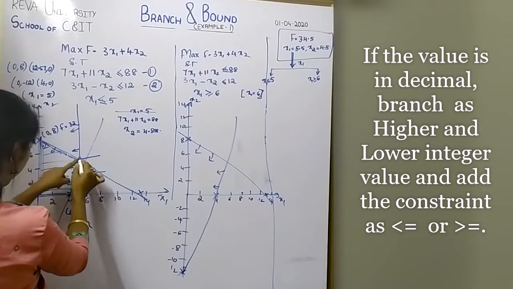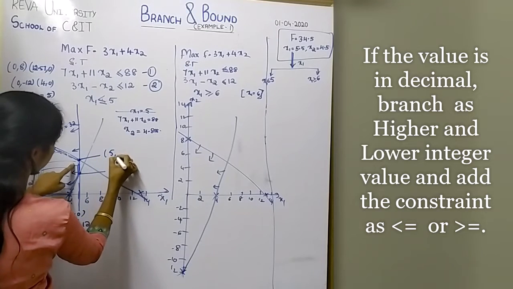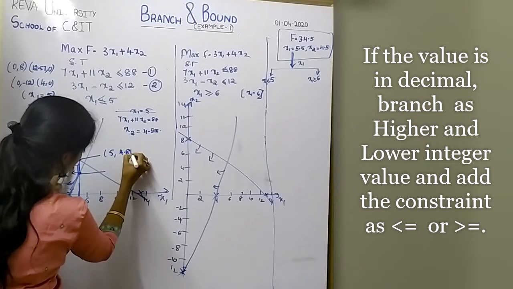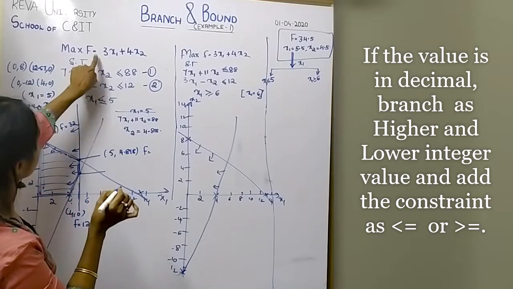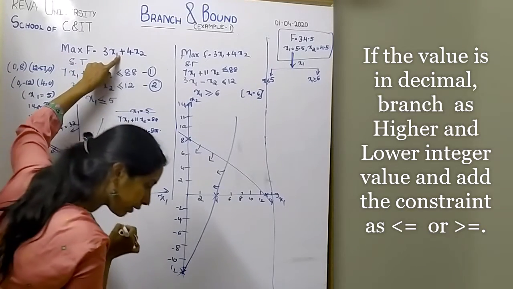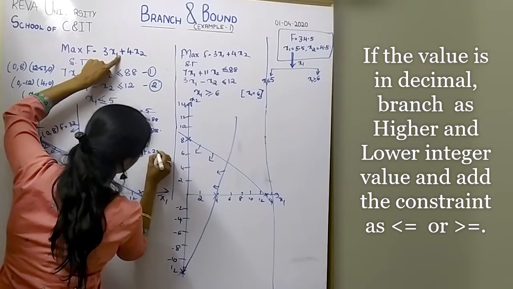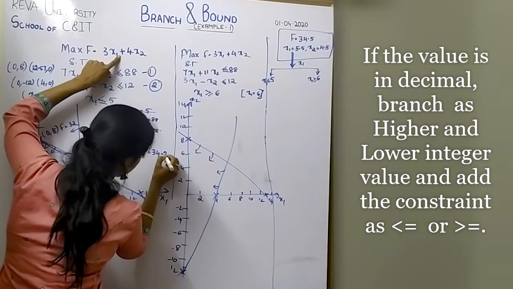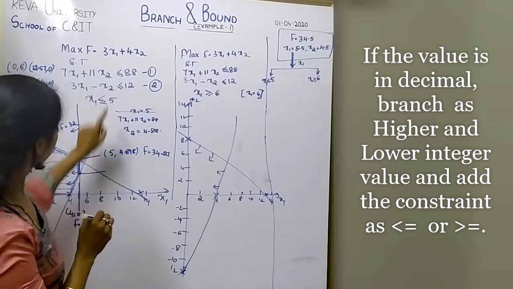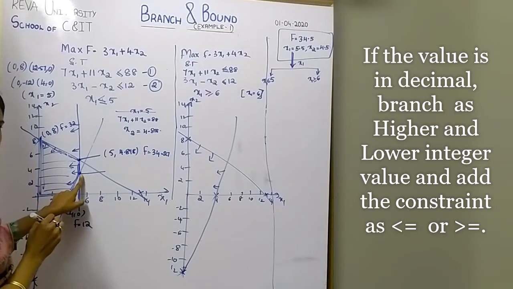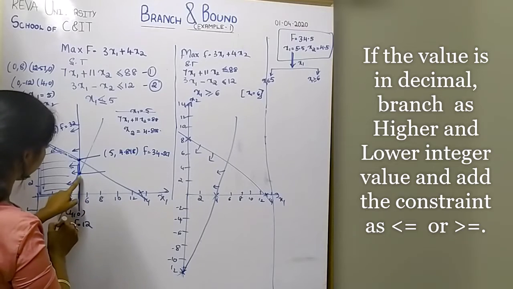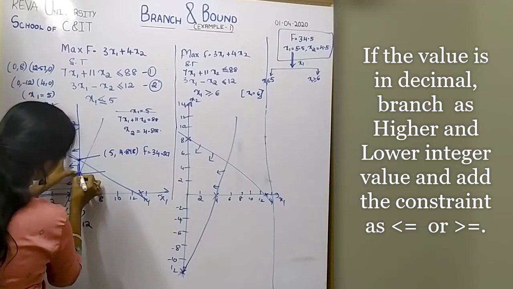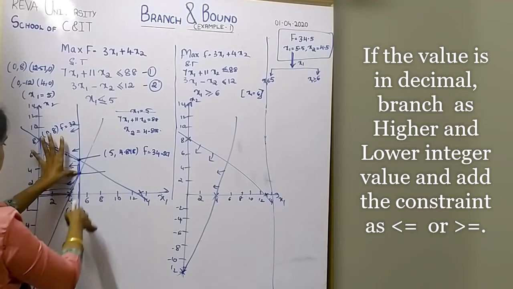So this equation indicates 5, 4.818, and just substitute this x1 and x2 value in the objective function F. You will get 34.27. Okay, and we have one more intersecting point here. What is the value here? Again, to find out from which of the two equations' intersection you got this.